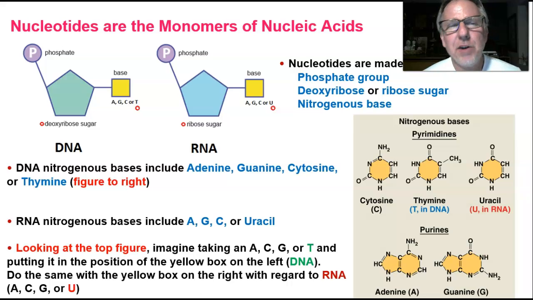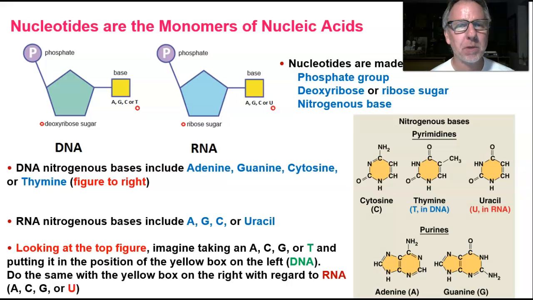Okay, so in the nucleic acid group of organic molecules, the monomers are called nucleotides. And of course, the polymers are called polynucleotides, and we'll get to that on the next slide. This slide is intended to review what nucleotides are made up of, how you can recognize them, etc.